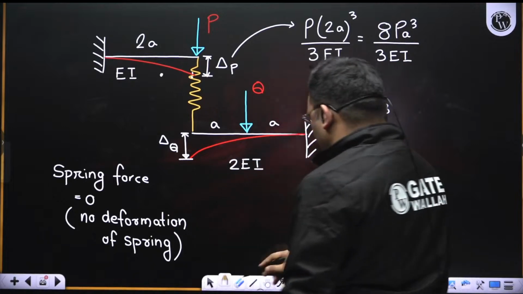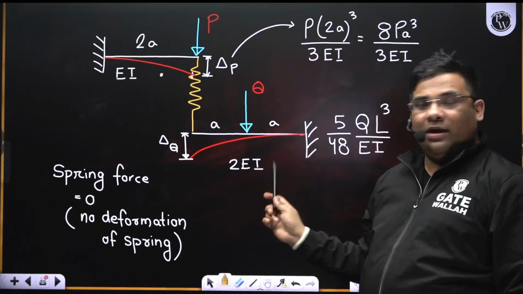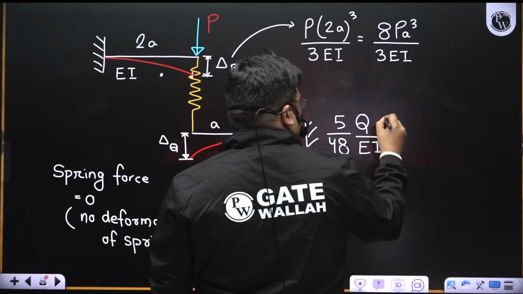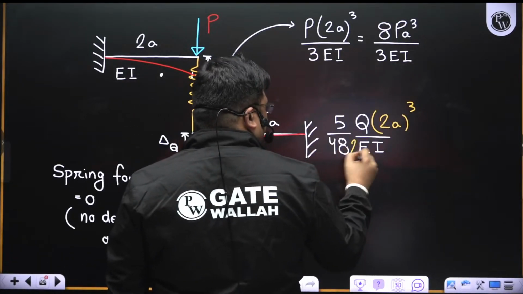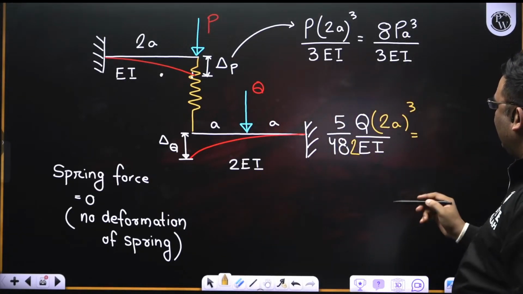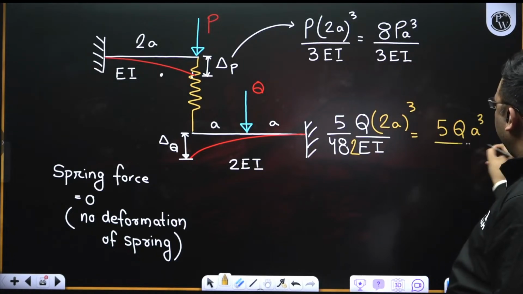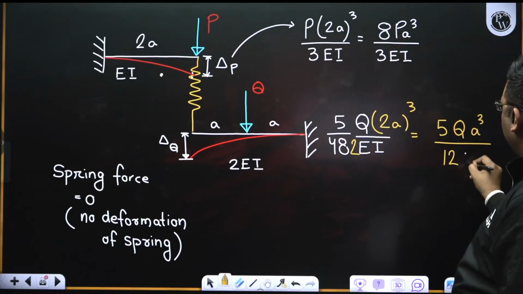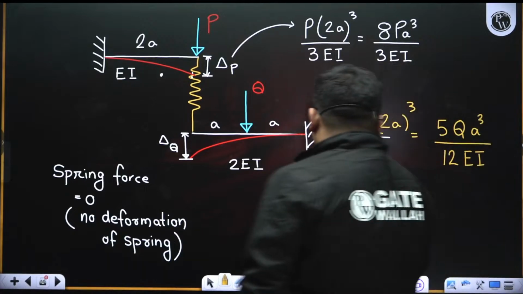But here you see what changes we will make. Here length is not L, it is 2A. So in place of L, I will put 2A cube, and then here it is not EI, it is 2EI. So this will become 8, and this 8 will get cancelled. I'll get 5Q A cube by 12 EI, right? Understood this formula? The formula is this only, right?